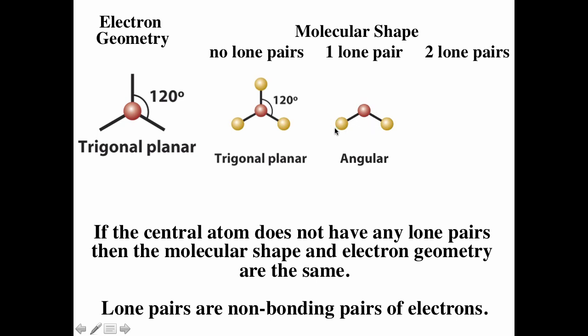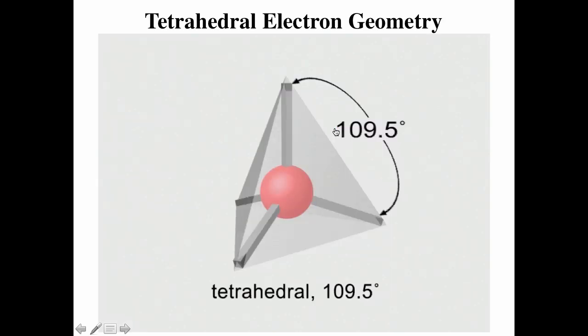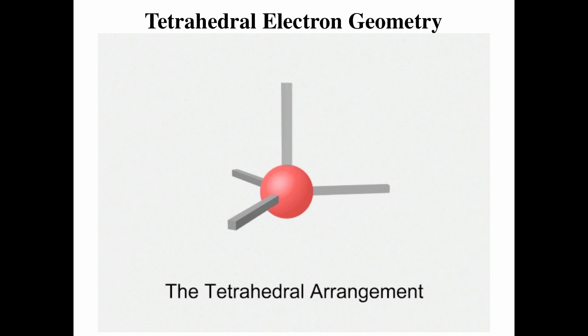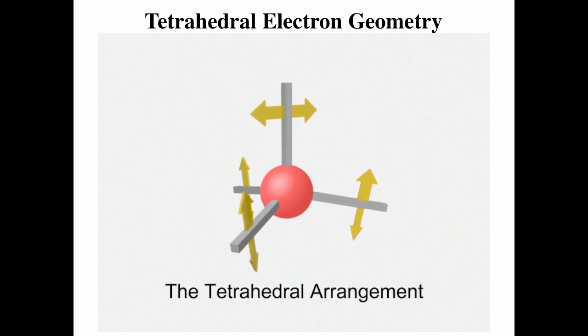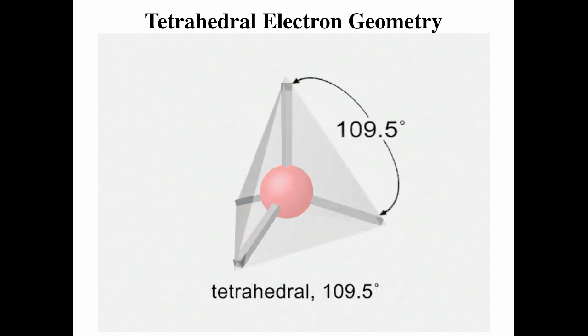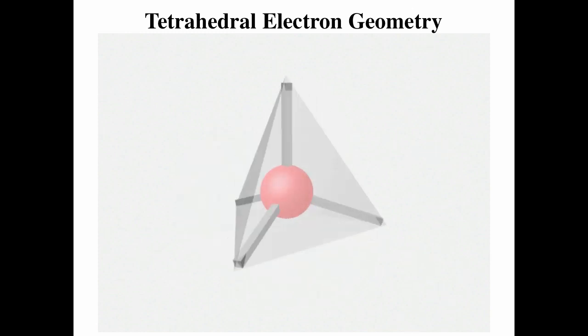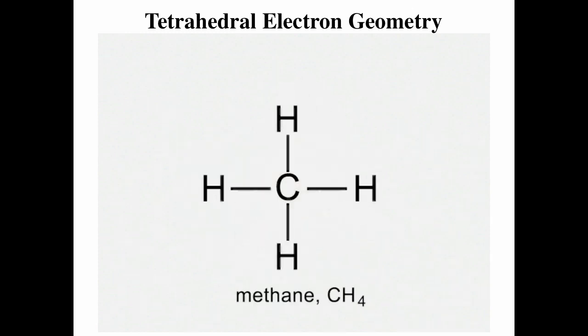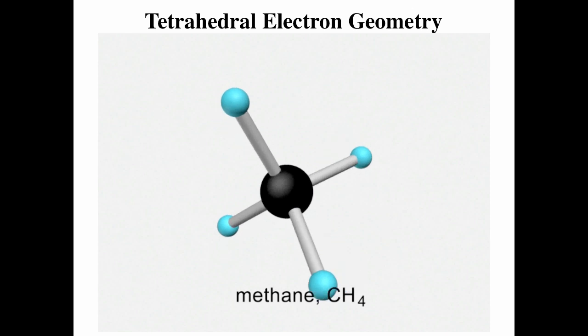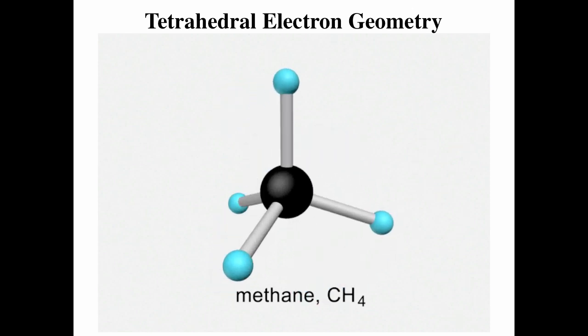Now, if you have 4 regions of electron density, and again, a single region can be a single bond, double bond, triple bond, or a lone pair, that would correspond to tetrahedral electron geometry. Electron groups around a central atom attain minimal repulsions in a tetrahedral arrangement, which has an ideal bond angle of 109.5 degrees. The tetrahedral shape is very common, especially in organic molecules. An example is methane, the simplest hydrocarbon.